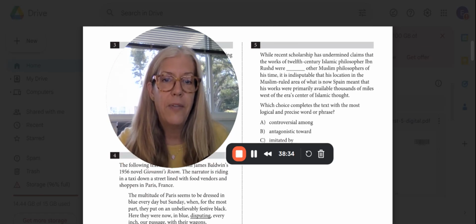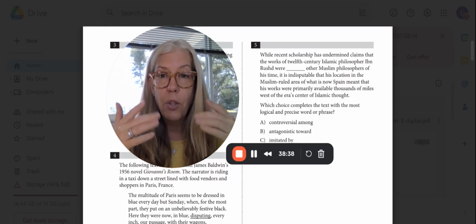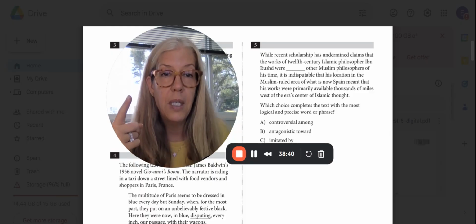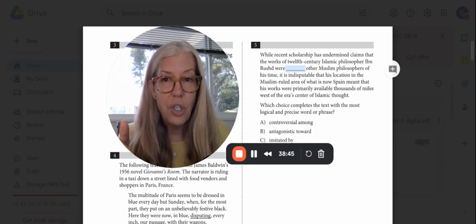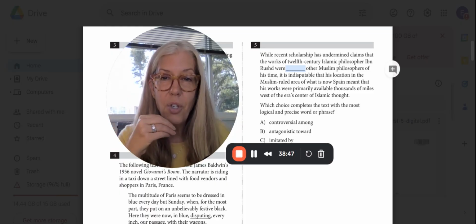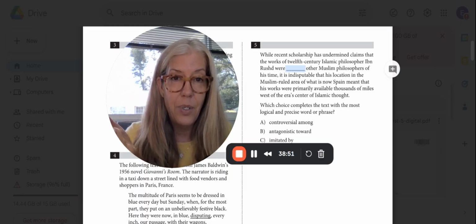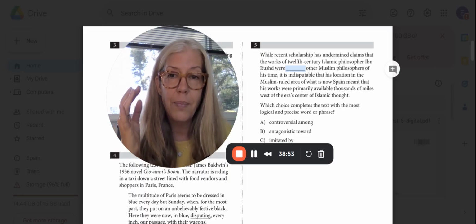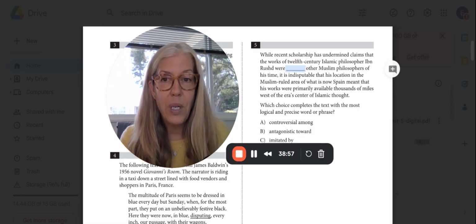Okay, last one, number 5. Let's pull it all together. So we're going to be looking for a simple logical word that goes in the space. While we're reading, we're going to be looking for that shift. And once we see the shift, we're looking for a word or phrase that we can steal from them to put up here in that space. There's always a shift. You should be reading for a shift.